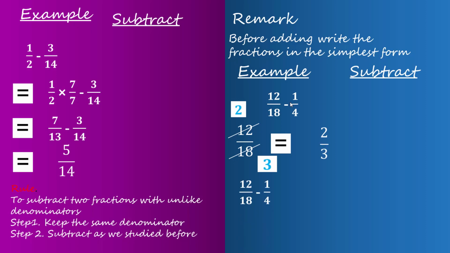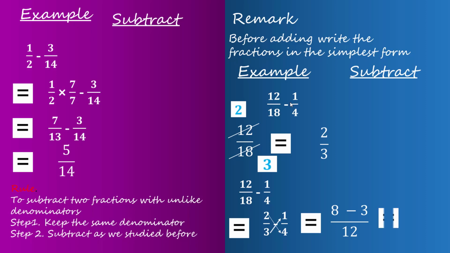Subtract 12 over 18 minus 1 over 4, it will be 2 over 3 minus 1 over 4. Now we can do cross product, it's very easy to find. So the new denominator, which is 12, and the cross product 8 minus 3, it will be 5 over 12. By the way, cross products 2 times 4 and 3 times 1, so it will be 5 over 12 in the simplest form.